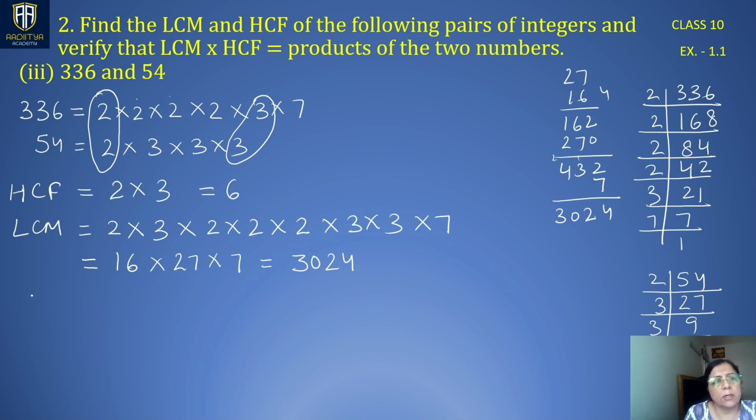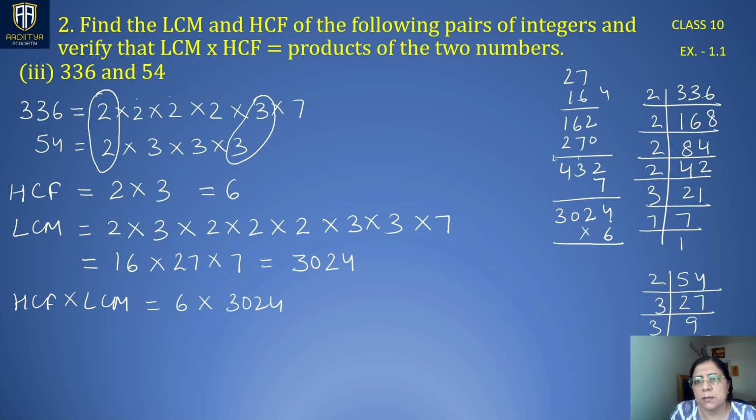Now HCF and LCM are there. Now we have to do the verification part. Take the product of HCF and LCM. HCF is 6 multiplied by 3024. Now we multiply 3024 by 6. 6 4s are 24, 6 2s are 12 and 2 is 14, 6 3s are 18. This is 18144. Right? The product of HCF and LCM is 18144.